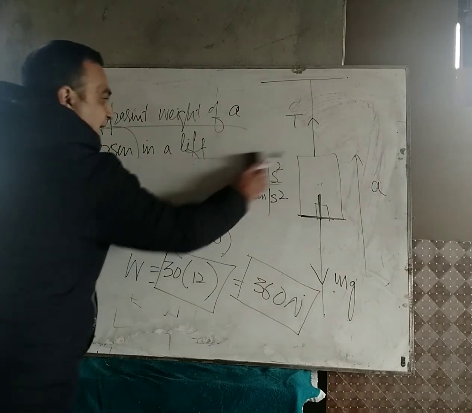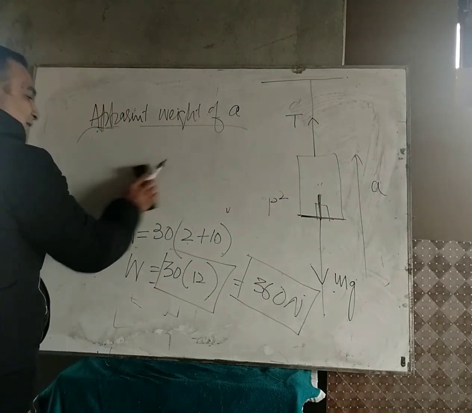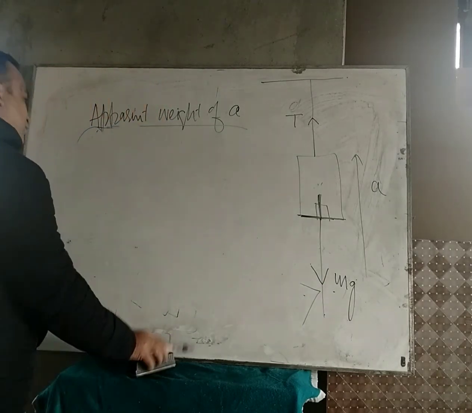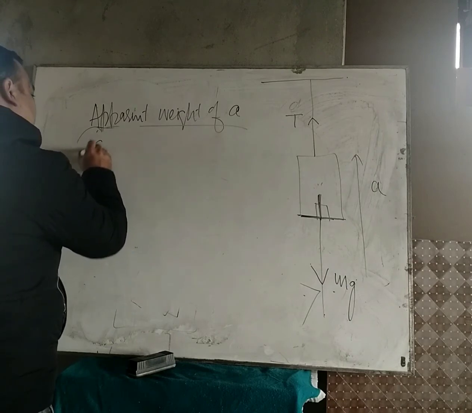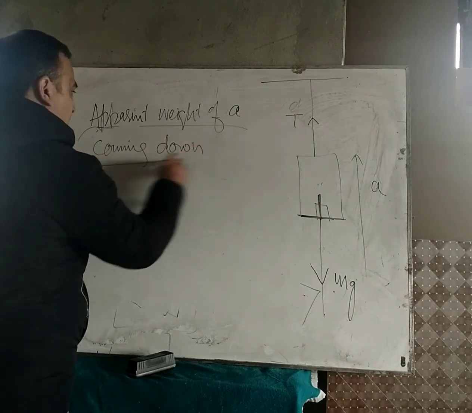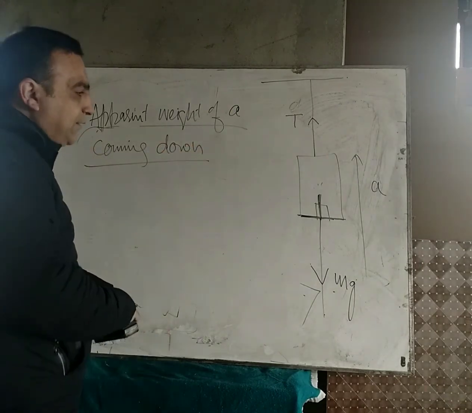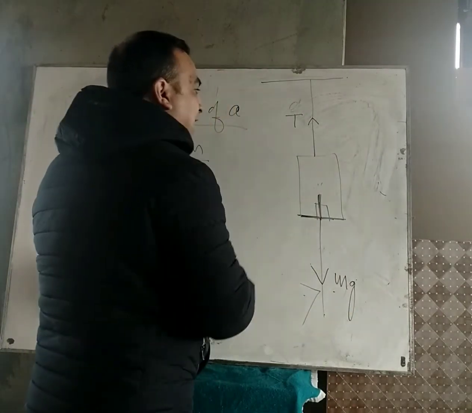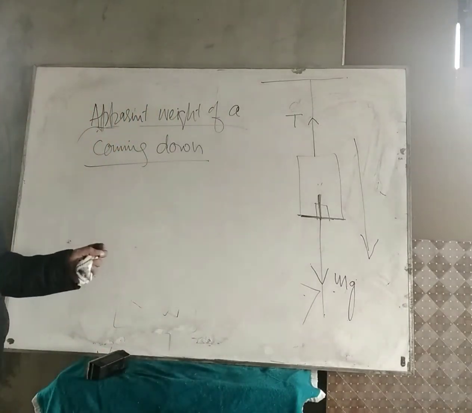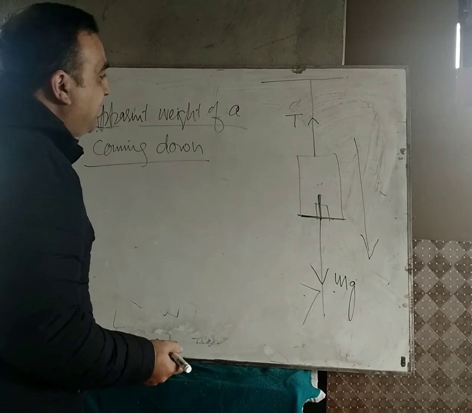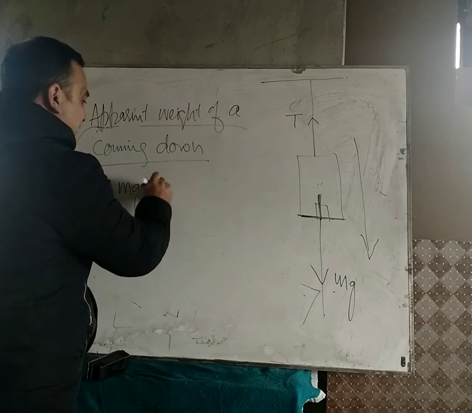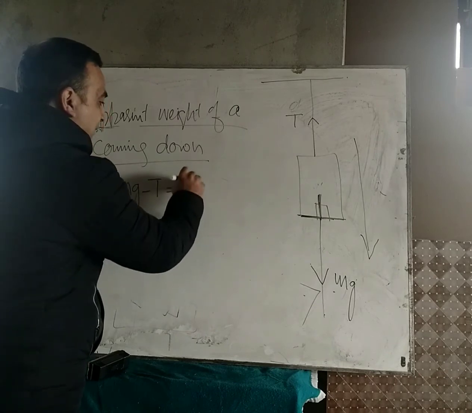Now let us discuss another case. Another case is the lift is coming down. So the lift is coming down. Now if the lift is coming down, what will happen to the acceleration? The acceleration in this case will be downwards. Obviously, I have to write down the net force acting on this lift. Which one is greater? It is mg minus T. This is equal to ma.